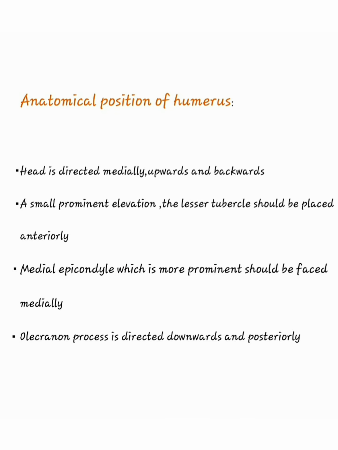Anatomical position of the humerus. The head should be directed medially, upwards and backwards. A small prominent elevation, the lesser tubercle, should be placed anteriorly. The medial epicondyle, which is more prominent, should face medially. The olecranon process should face downwards and posteriorly.